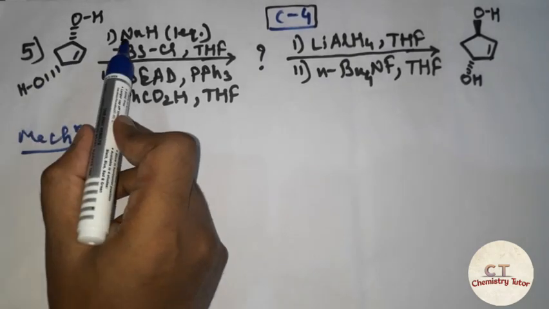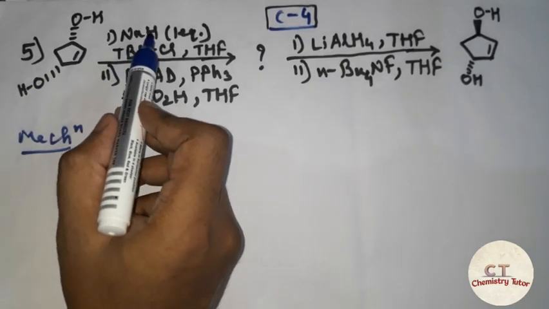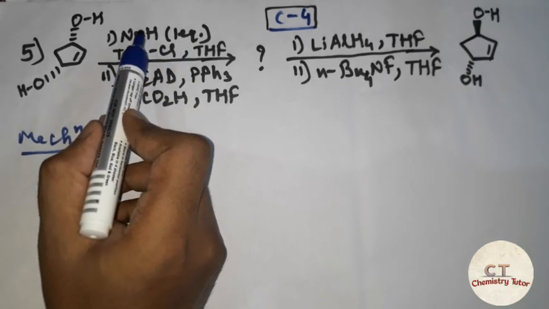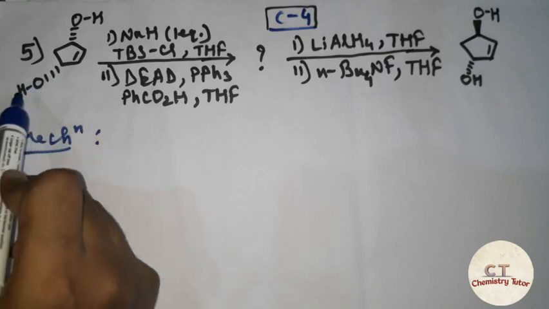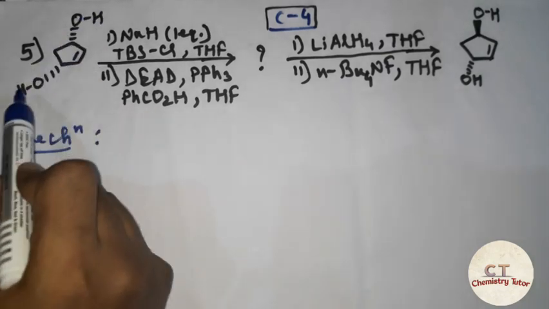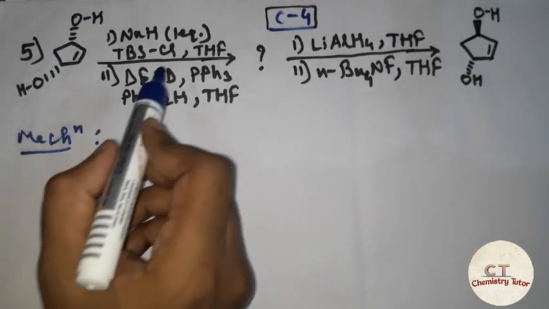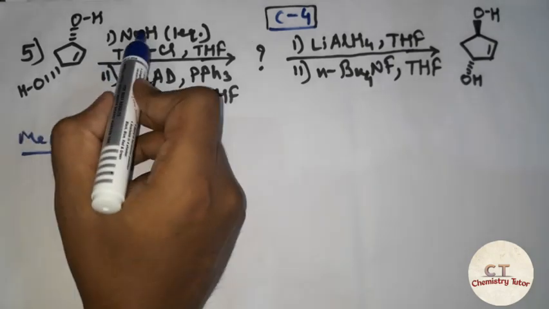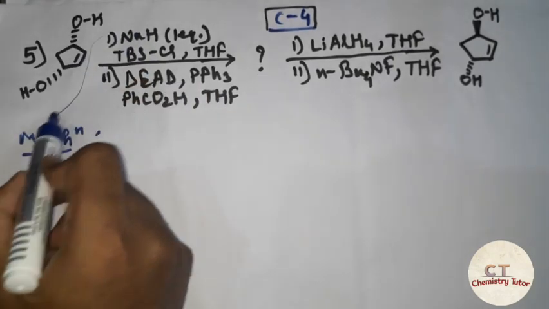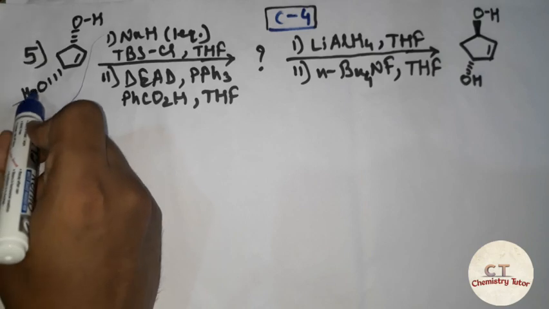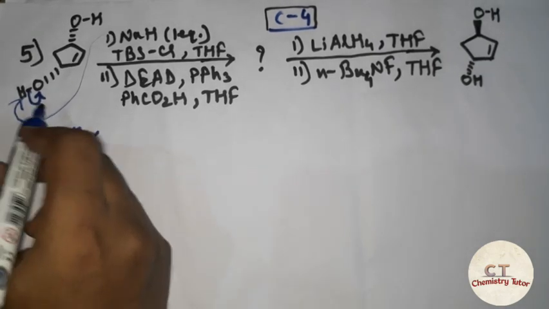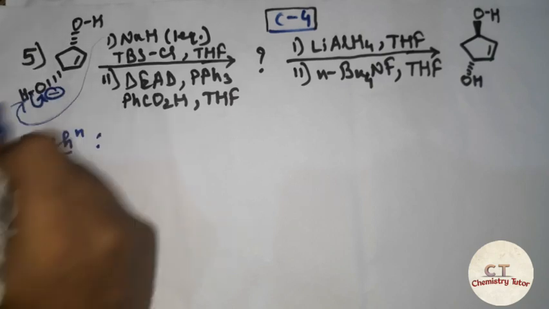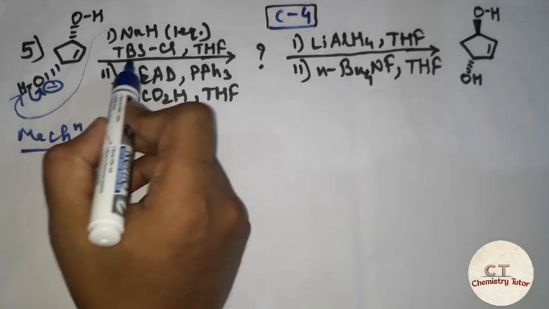First of all, NaH is given, and one equivalent is given. NaH is a strong base, so it will abstract the acidic hydrogen. Now in both the cases the two hydrogens are in the same environment, so let us consider this hydrogen is abstracted first. This hydrogen is abstracted and the negative charge is over the oxygen atom. Then the negative charge on the oxygen atom is going to attack the silicon.